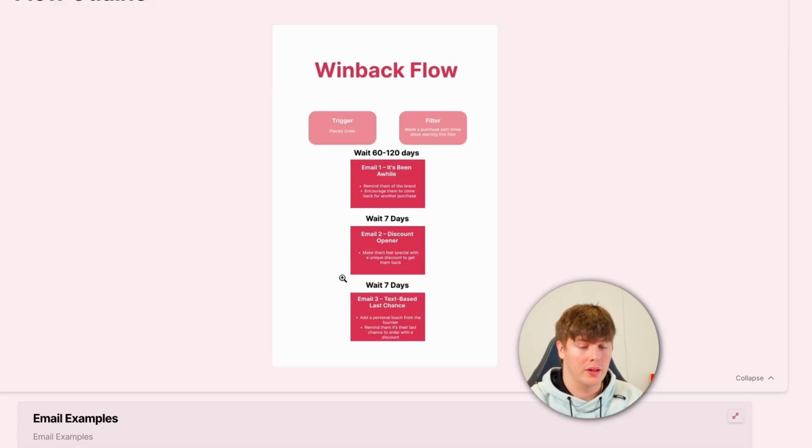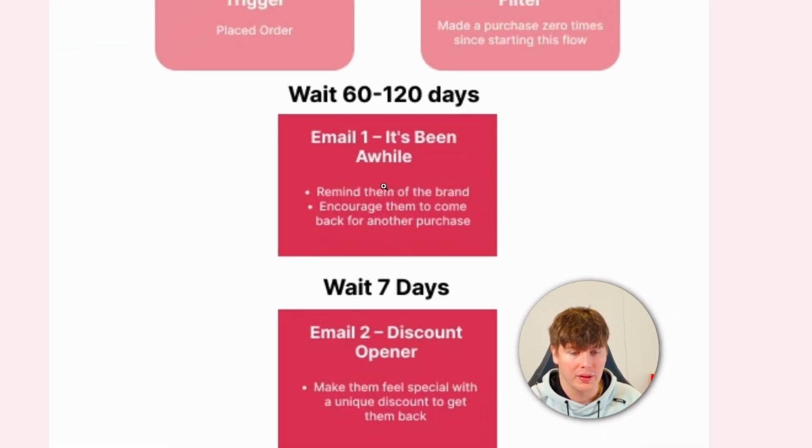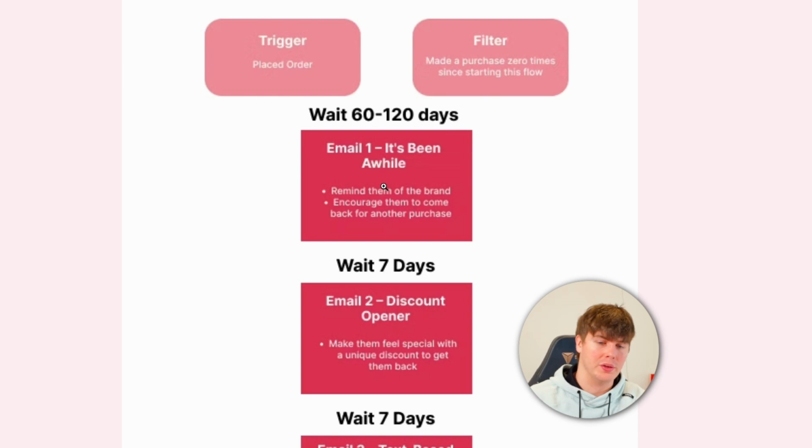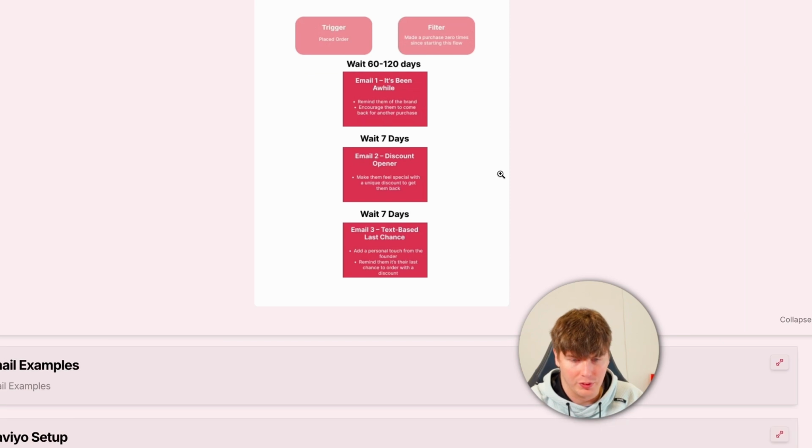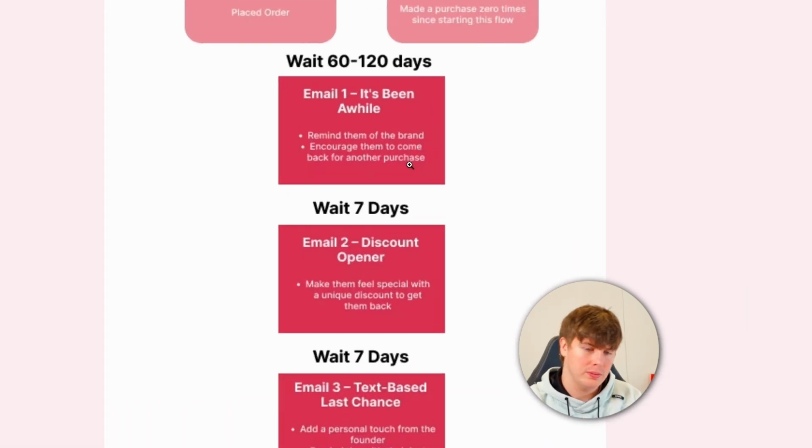Here's a three email flow outline. Whatever you want to do for time delay. In the video, I actually show you how I do it. I like to conditional split and test different times. It's in the video below in the Klaviyo setup if you want to check that out. But email 1, it's been a while. Remind them of the brand. Encourage them to come back and make another purchase.